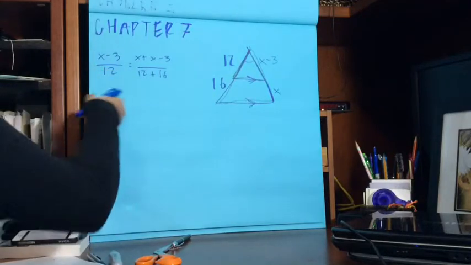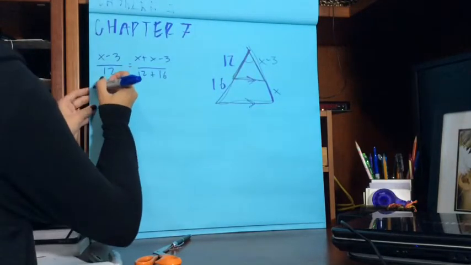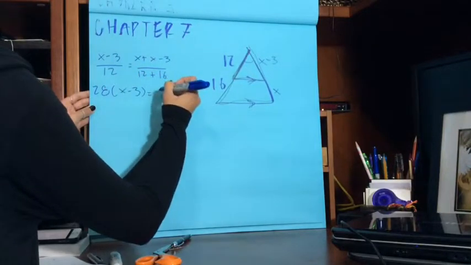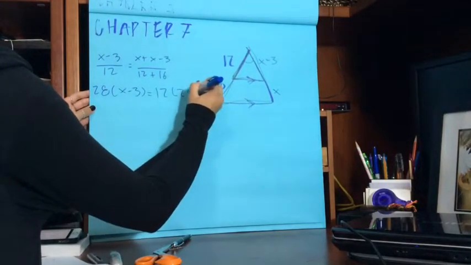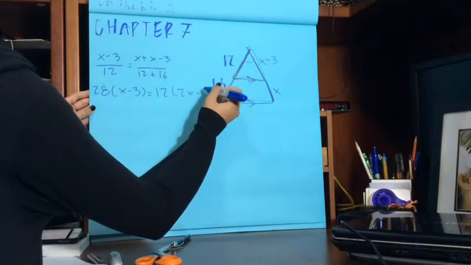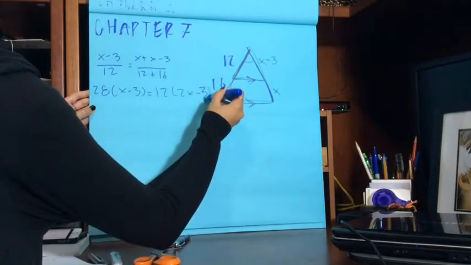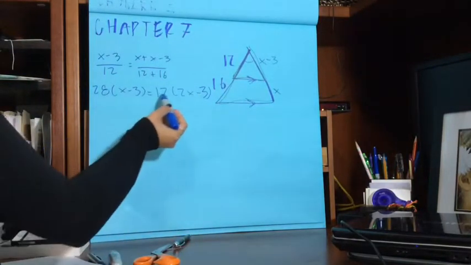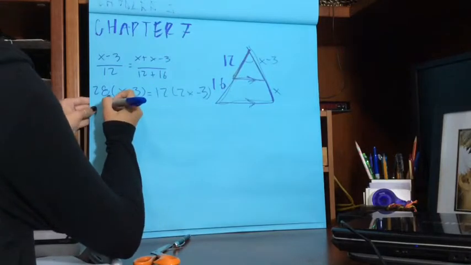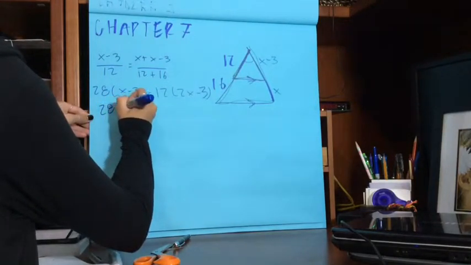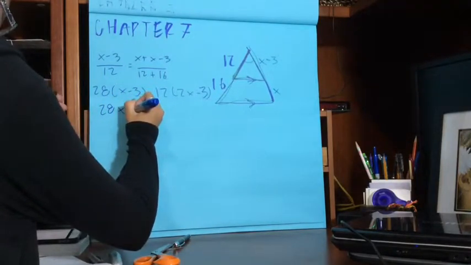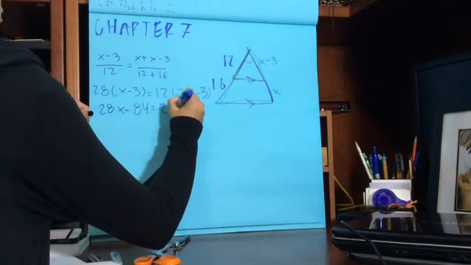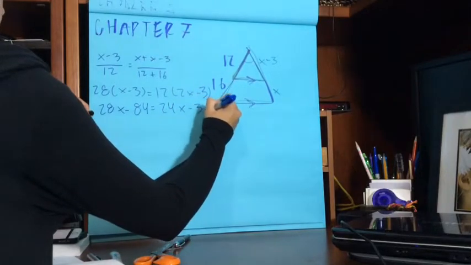The next thing you're going to do is simplify and cross multiply. So you're going to get 28 times x minus 3 is equal to 12 times 2x minus 3. Next you're going to distribute these numbers to what's inside the parentheses. So you get 28x minus 84 is equal to 24x minus 36.